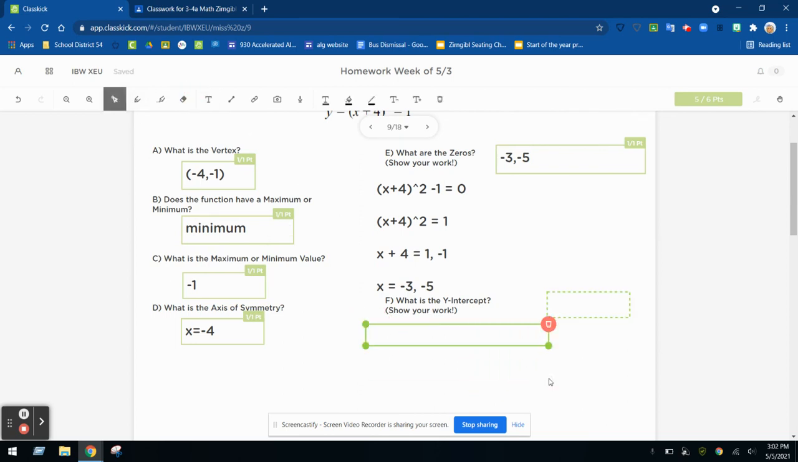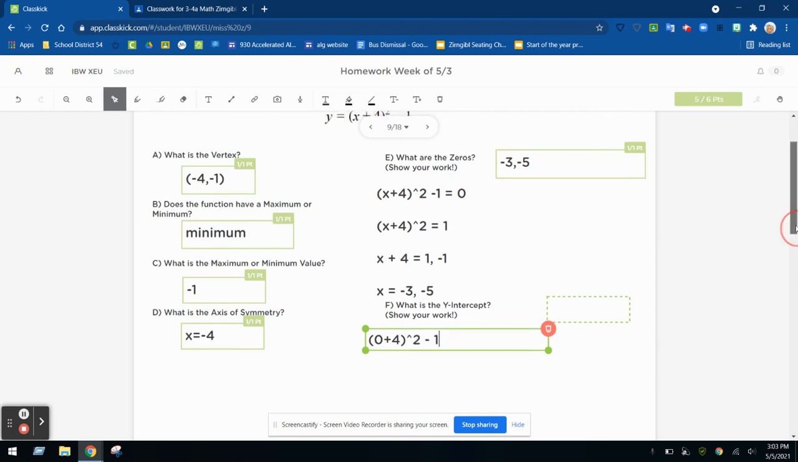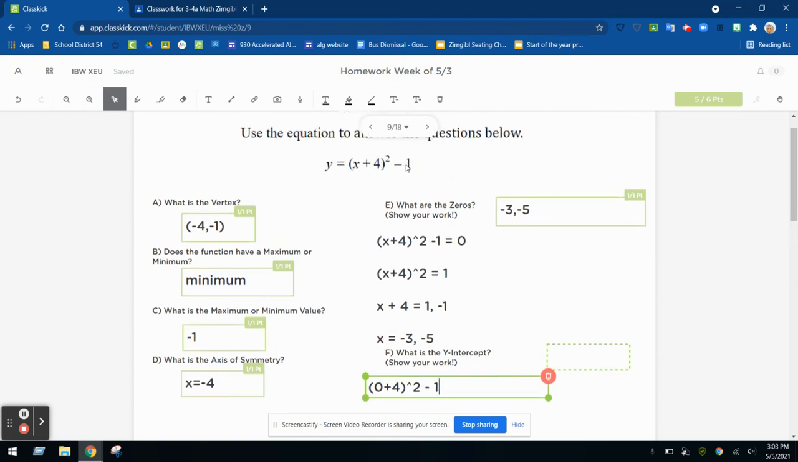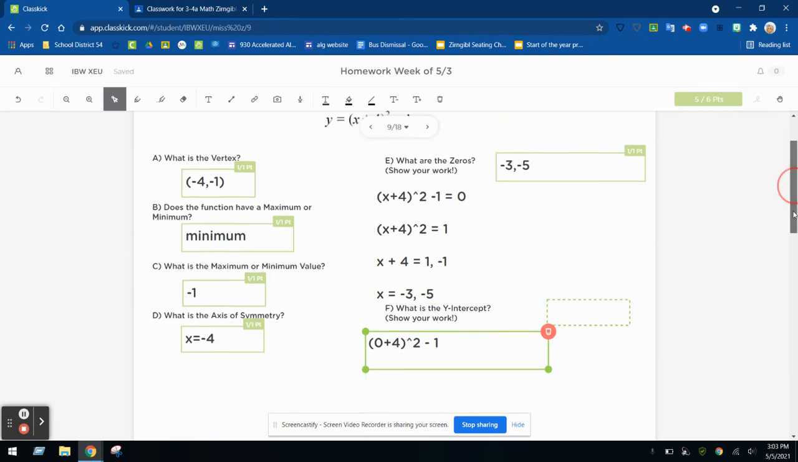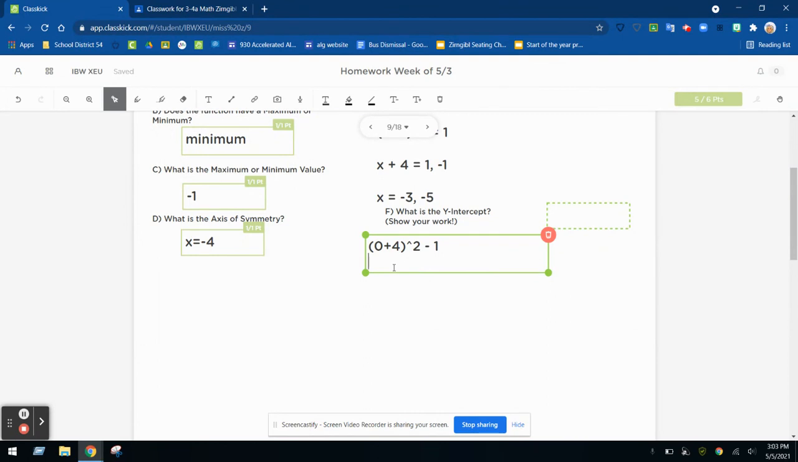And then the y-intercept is what we get when we set x equal to 0. So our equation would become (0 + 4)^2 - 1. I'm looking at my original equation, (x + 4)^2 - 1, and substituting in 0 for x. That would give me 4 squared, or 16, minus 1, which would give us 15.